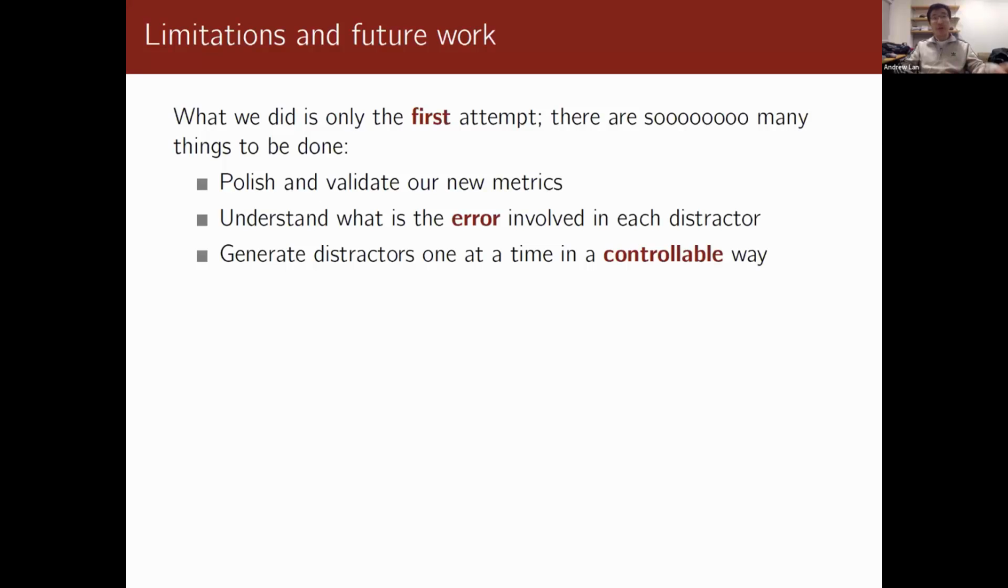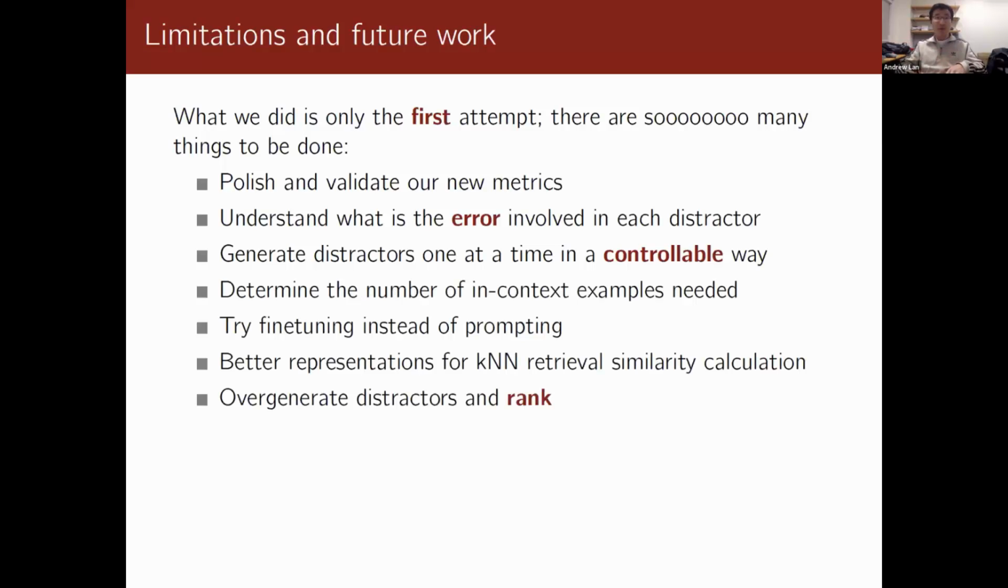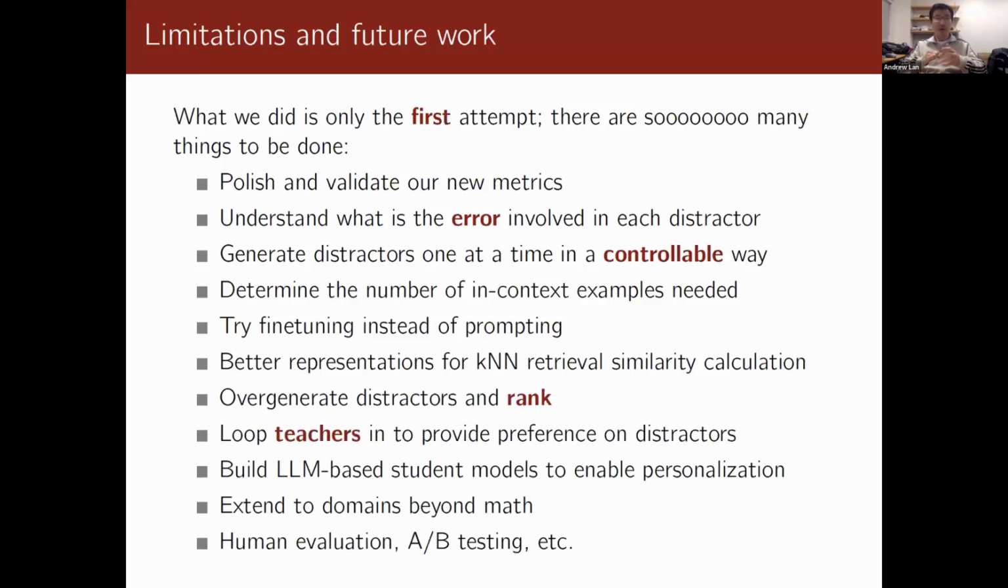And also we want to understand the exact error involved in each distractor and be able to generate distractors in a controllable way, one by one, rather than generating everything all together. We could also use other technical approaches, but ultimately what we want is to loop teachers in to provide their preferences on distractors, because that's valuable human feedback information. We also want to build language model-based student models as better evaluation metrics and to enable personalization, and also to run some human evaluation or possibly A/B test this in practice. All right, so that's it.